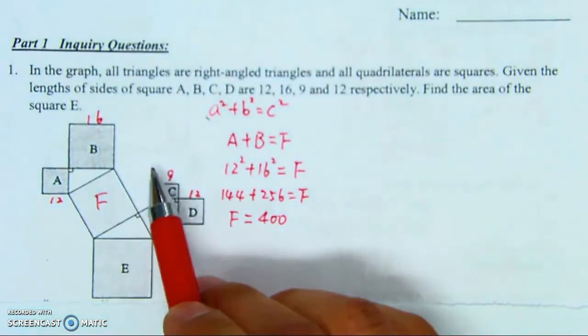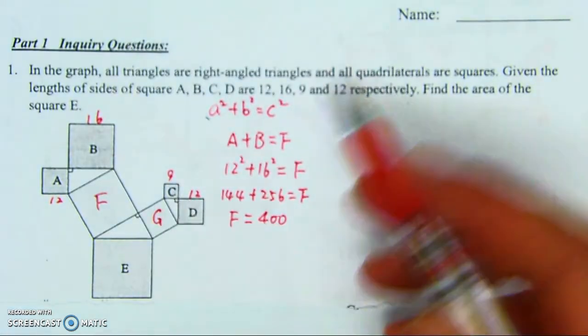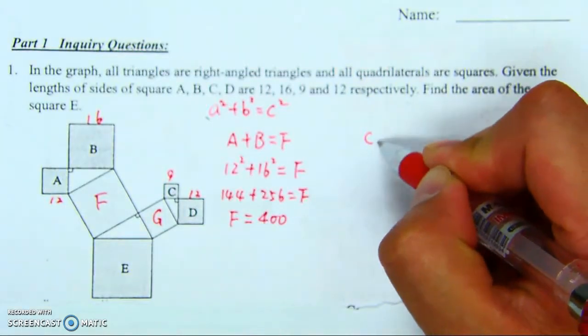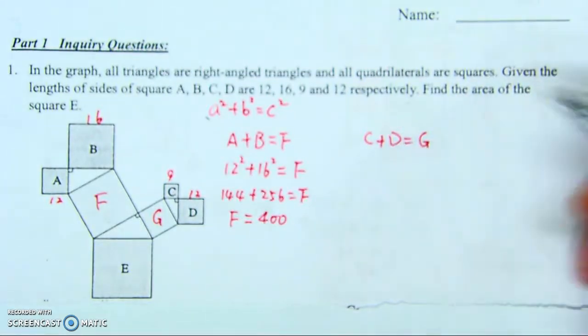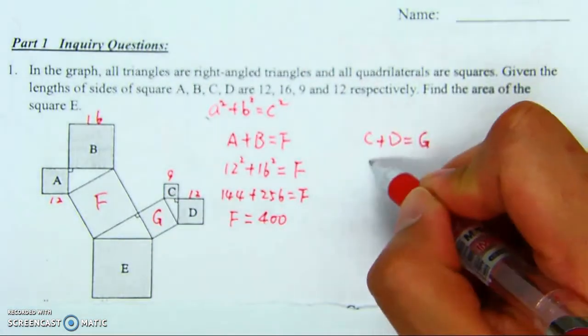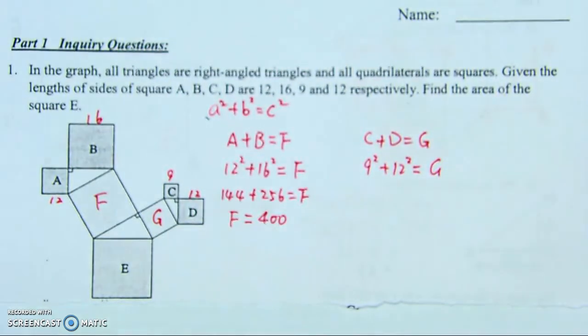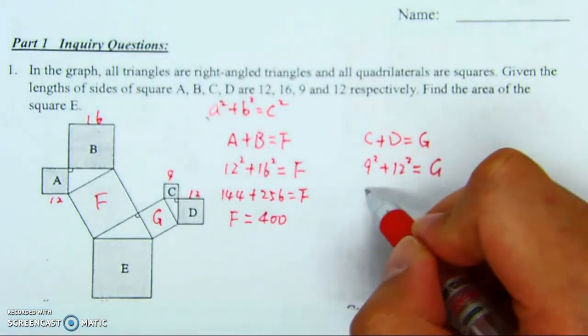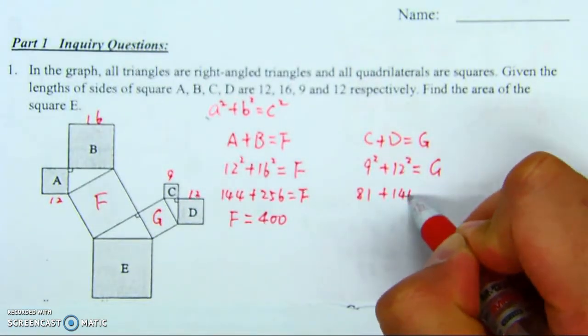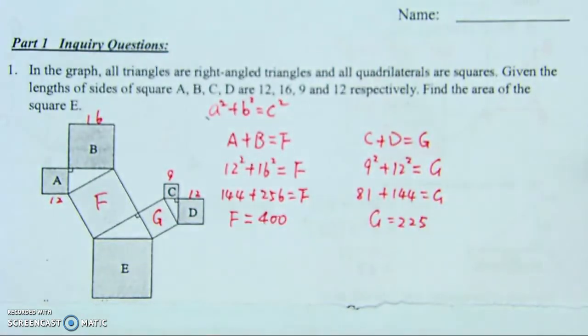Okay. Now, we finished this part, we want to have a look at this part. This part is also a right angle triangle, so we have area C plus area D equals area G. Okay, now, how can I calculate the area of C? So that is 9 squared plus 12 squared equals the area of G. Okay, let's do the calculation. So that is 81 plus 144 equals G. So G equals 225.